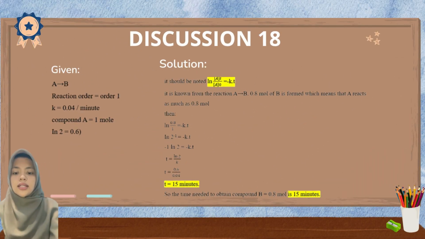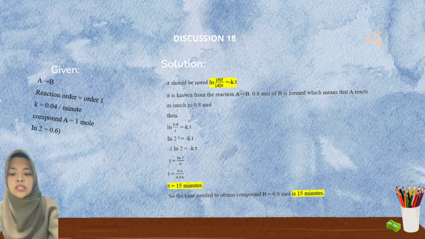The answer: since B equals 0.8 mole, then A that remains is 0.2 mole. Use the first order equation. Concentration A0 over A equals k times t. Then 1 over 0.2 equals 0.04 times t. So 5 equals 0.04 t. Then t equals 125 minutes.